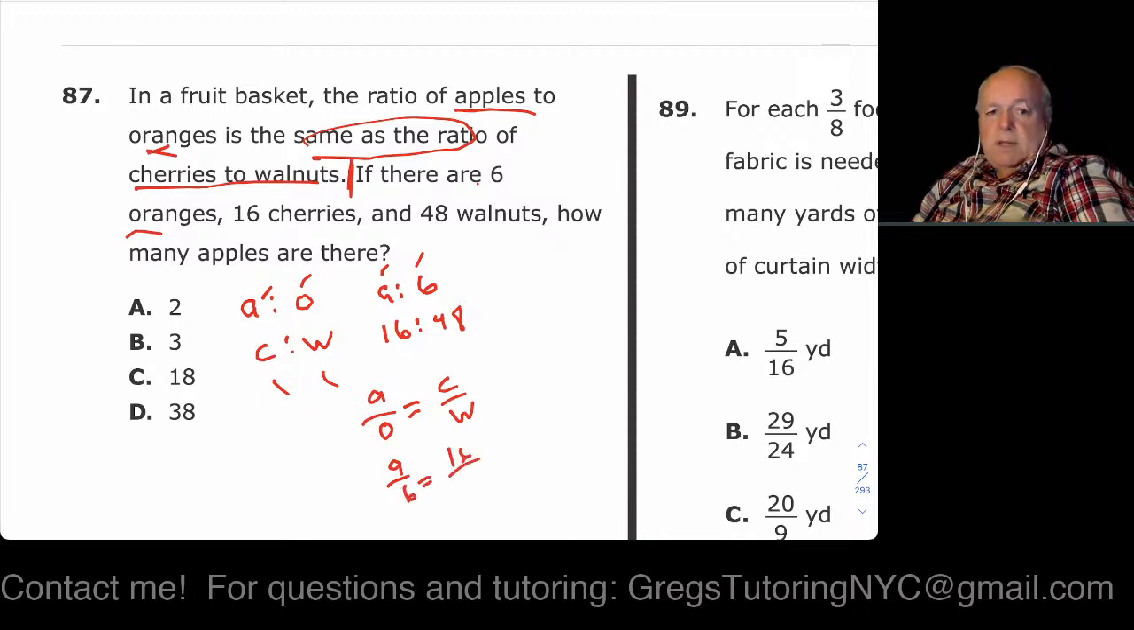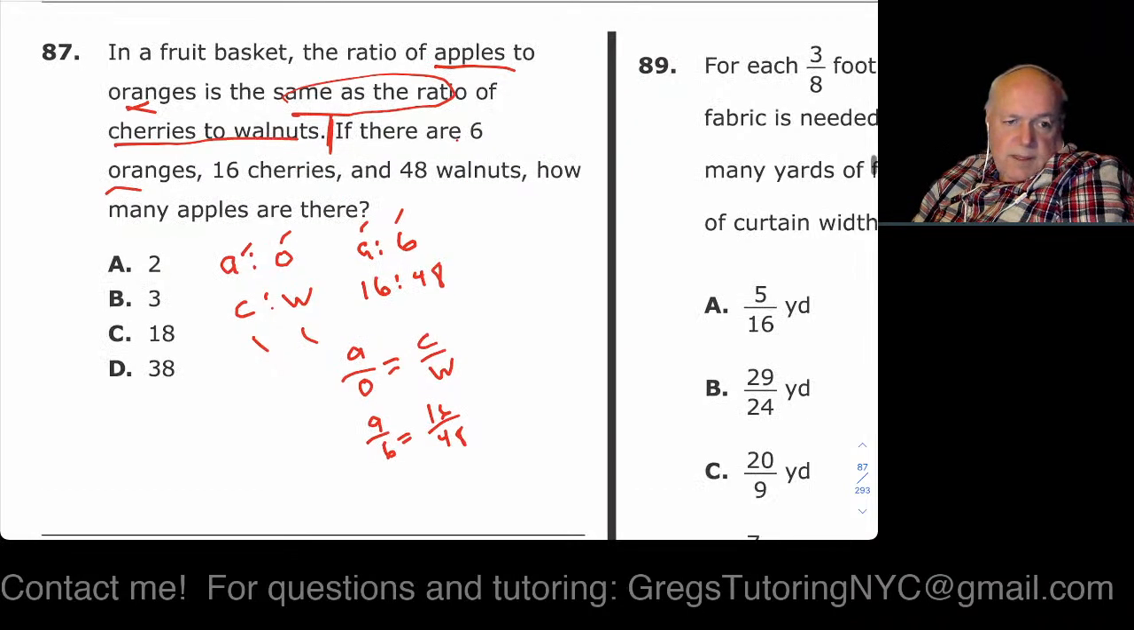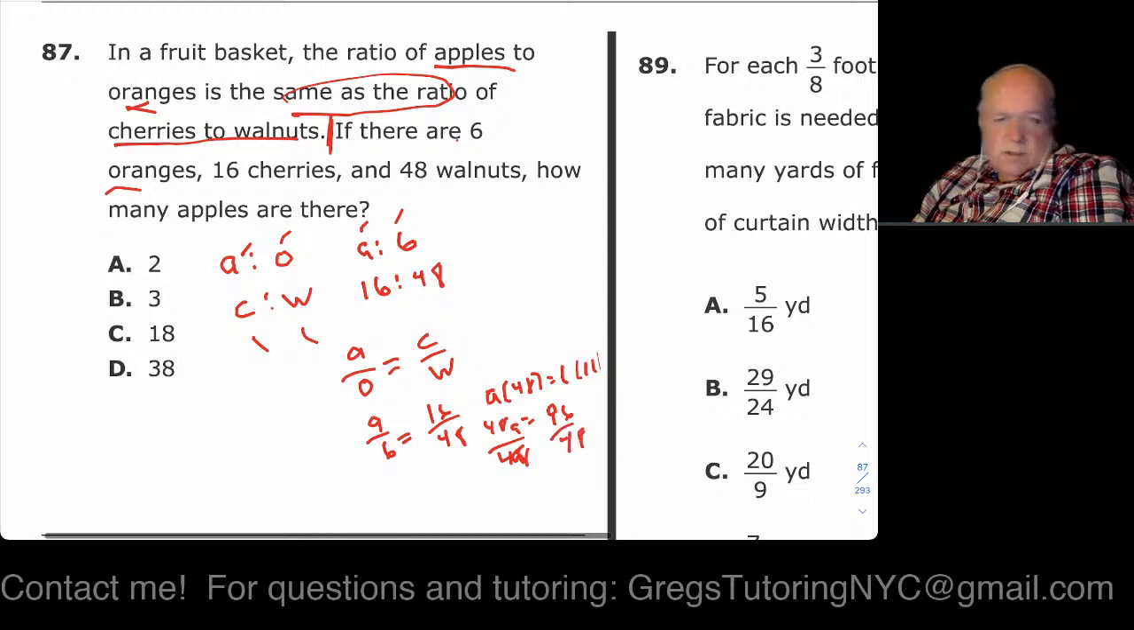Okay. We run the cross product on that. We get A times 48, or 48A, is equal to 6 times 16. So 48A is equal to 96. And therefore, if we divide both sides by 48, then A is equal to 2. All right, so that would give us that. There are other proportions we could have used here.